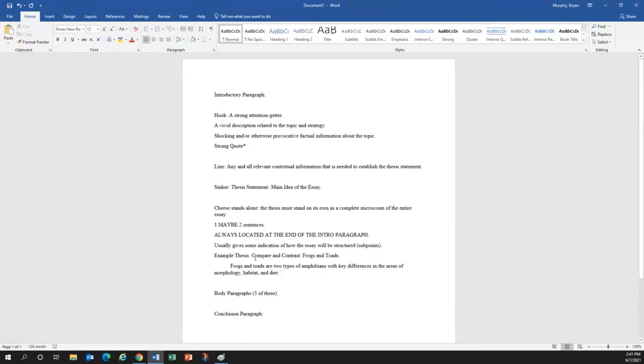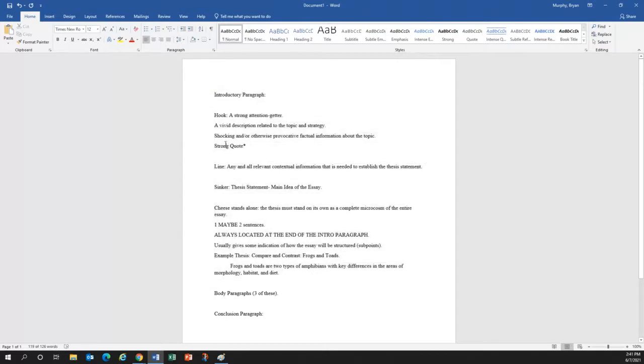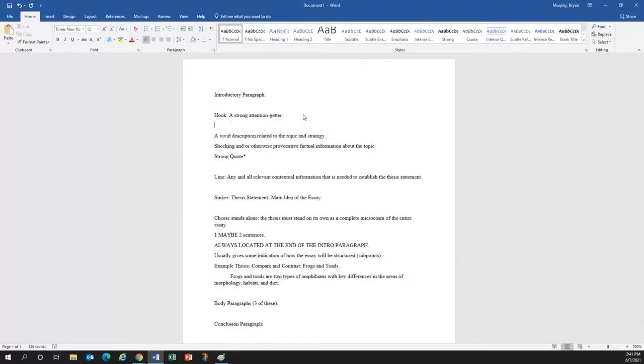Now, that is your intro paragraph. That's your hook, line, and sinker. Okay, hook, strong attention getter. Okay, then we have some possible ways that we can do that. Line, any and all relevant contextual information that is needed to establish the thesis statement. No more, no less, right? You got to get that Goldilocks spot going, right? Just right. Sinker, the thesis statement, the main idea of the essay.